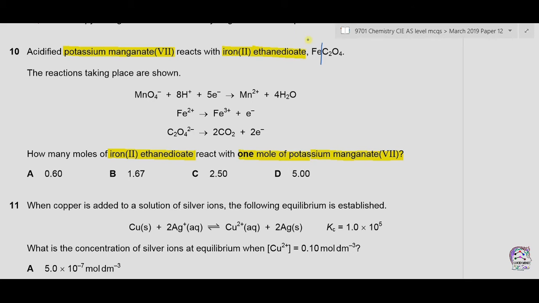Iron is +2 as they have given in this equation, and overall the molecule is neutral, so therefore the charge on ethanedioate will be -2. The reaction of ethanedioate is given. It converts into carbon dioxide and releases 2 electrons. The reaction of iron +2 is also given. It converts into iron +3 and loses 1 electron. So both these reactions are oxidation, as electrons are being lost. In this reaction of the manganate ion we can see that 5 electrons are being gained, so therefore this is the reduction equation.